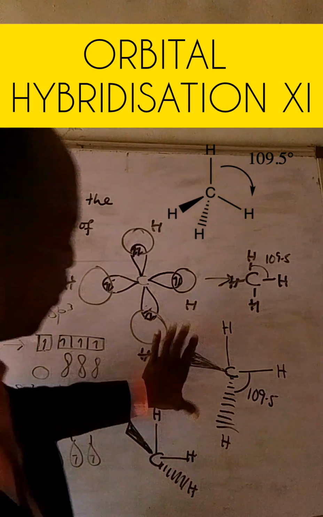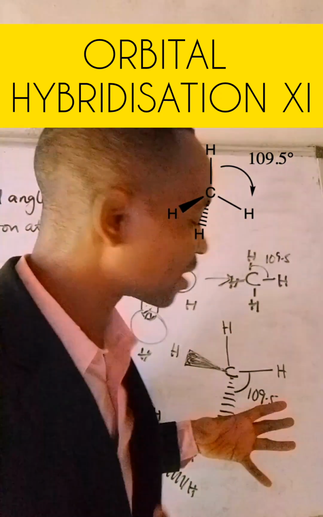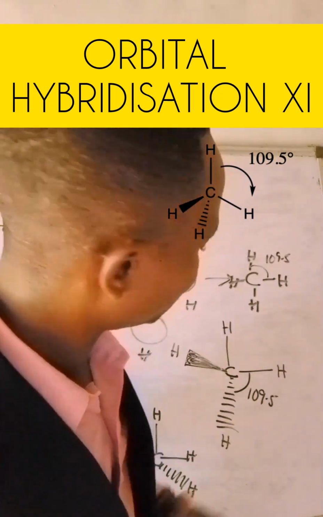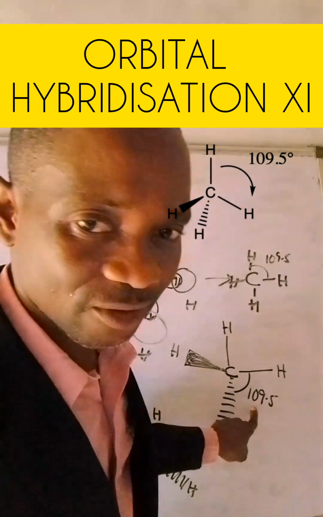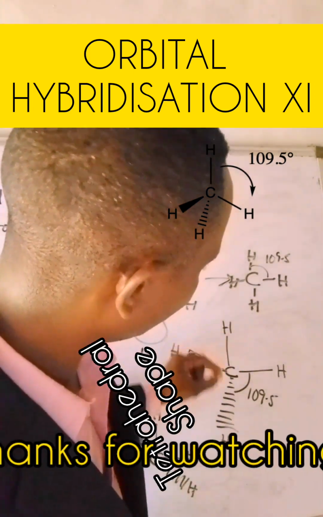You see? So this movement of electrons as far away as possible not only creates this bond angle, but brings about what is called the tetrahedral shape of the methane molecule.